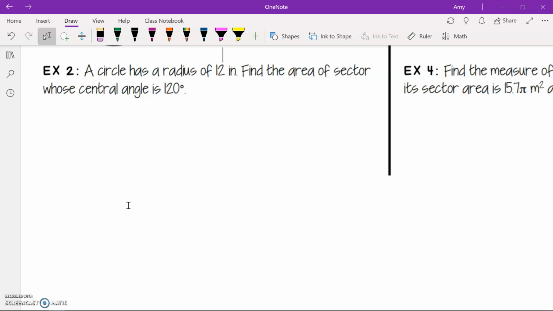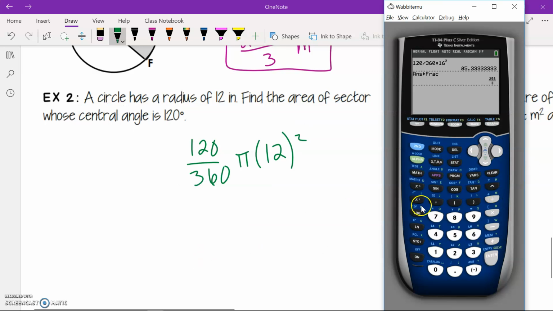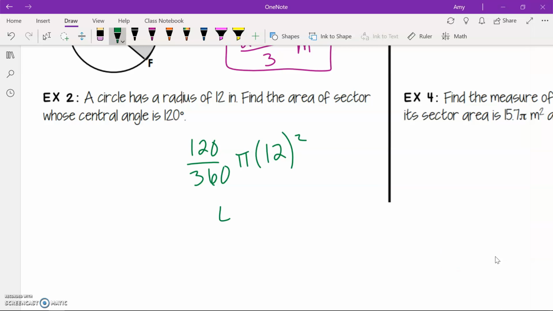So a circle has a radius of 12 inches. Find the area of a sector whose central angle is 120. So I have 120 over 360 pi times 12 squared. Once again, 120 over 360, we know that's 1/3, so I could do 1/3 times 12 squared. Could also do 120 over 360, and we get 48. So our answer is 48 pi square inches.